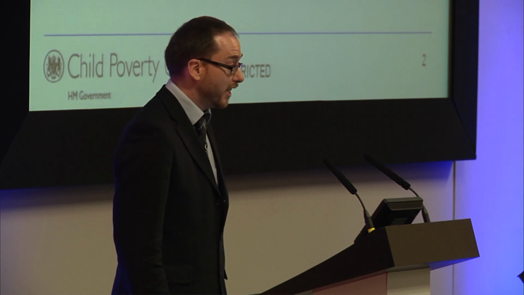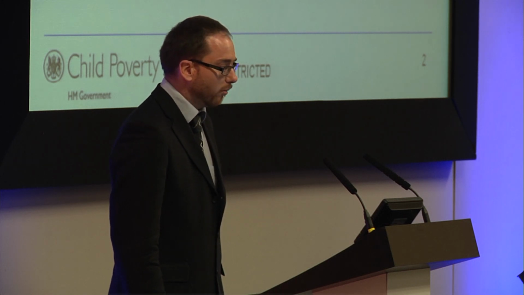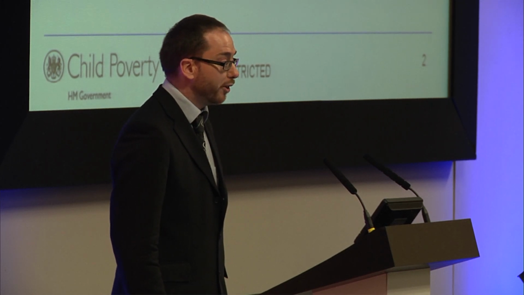So the government is committed to tackling child poverty. There's cross-party backing for tackling child poverty. And the government remains committed to the Child Poverty Act, and I'll go through some of the Child Poverty Act targets on the next slide. And they're focused on action that will improve the lives of poor children. So a lot is being done.